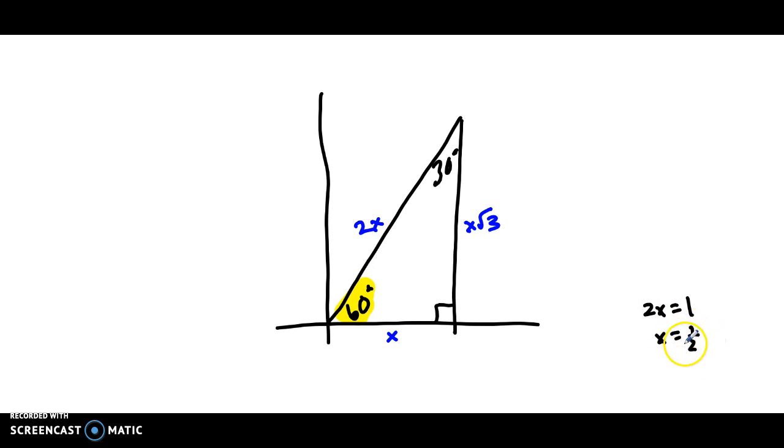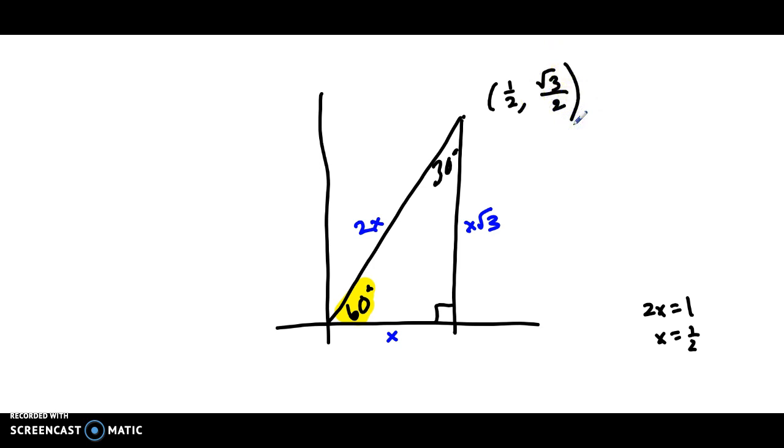So let's use this information to help us determine our x and y value of this ordered pair. Well, the x value is easy. X is 1/2, comma. If I plug this in here, I would get root 3 over 2.